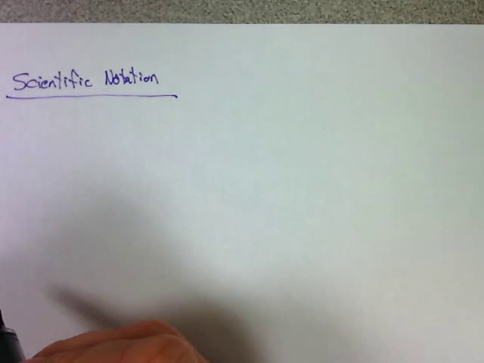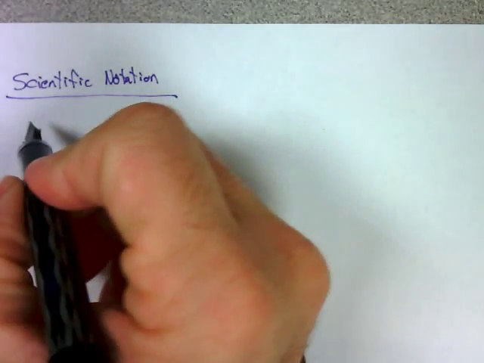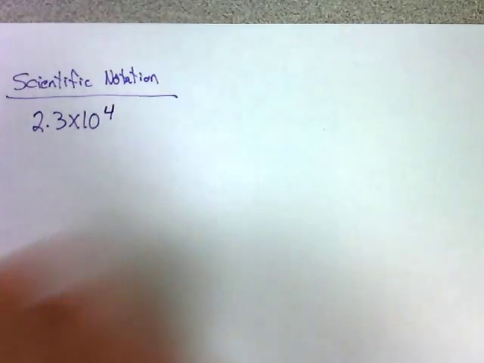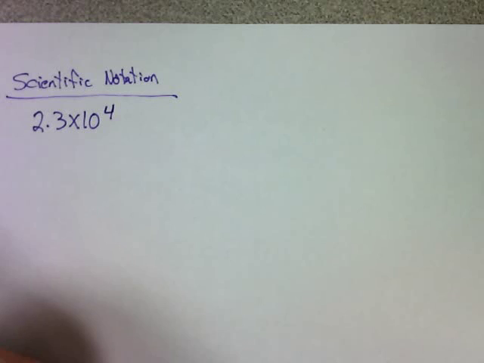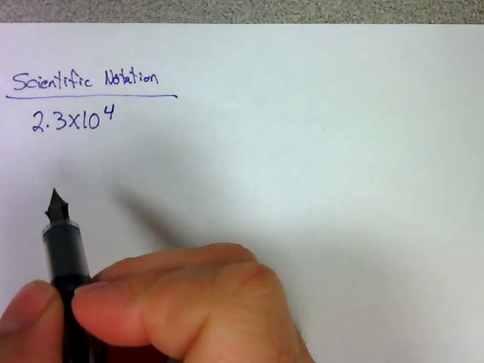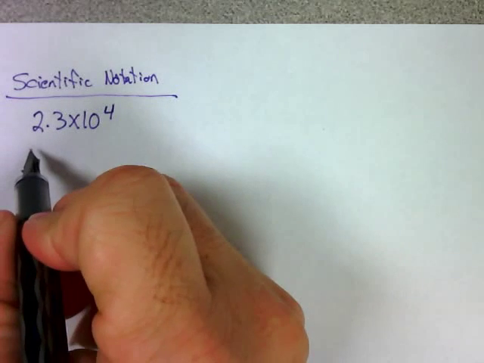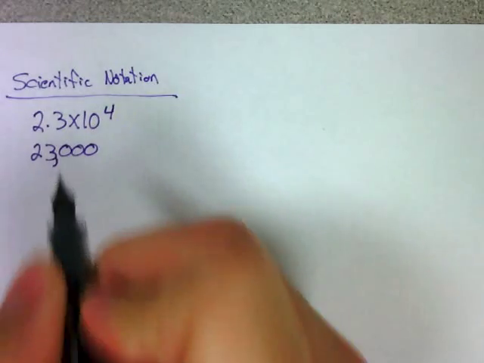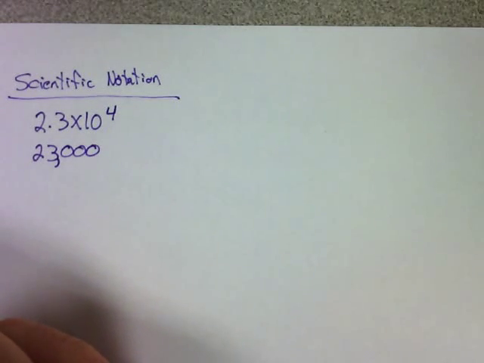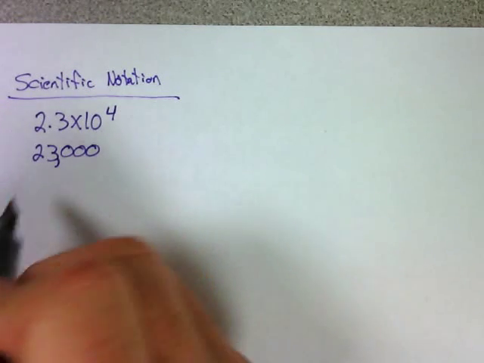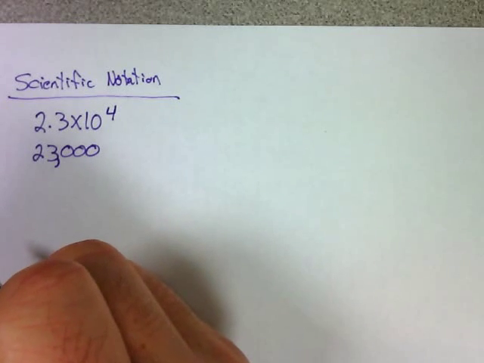First, let's start with what scientific notation is. Scientific notation looks something like this. And the reason why we use it is instead of writing out really large numbers that have a lot of zeros, we use times 10 to the 4, times 10 to the 5 to represent those zeros. So for instance, this number here would be 23,000. Because what we would be doing is moving it 1, 2, 3, 4 places. So instead of writing out 23,000, we write 2.3 times 10 to the 4th.